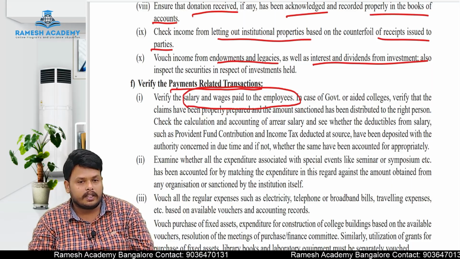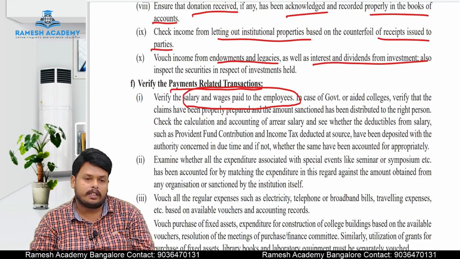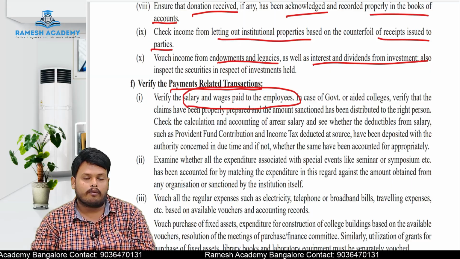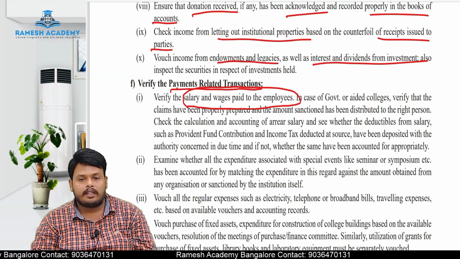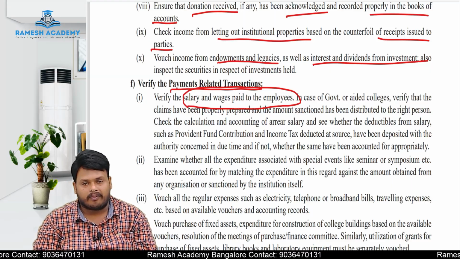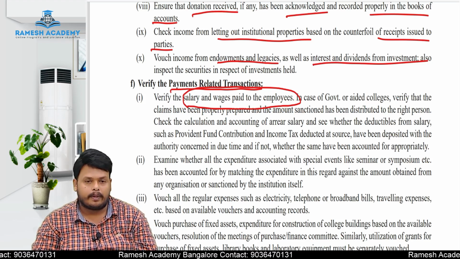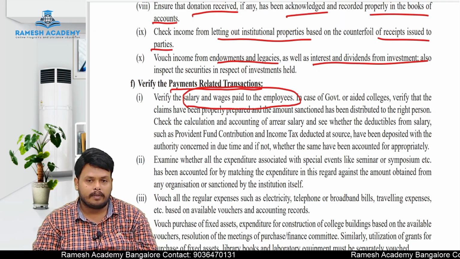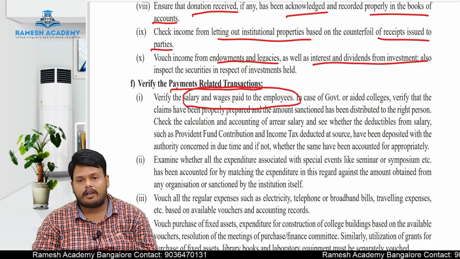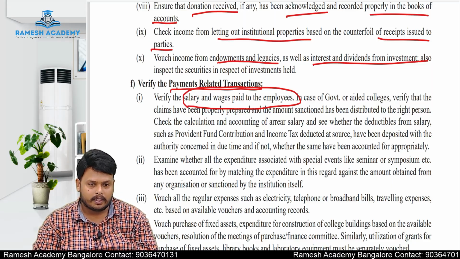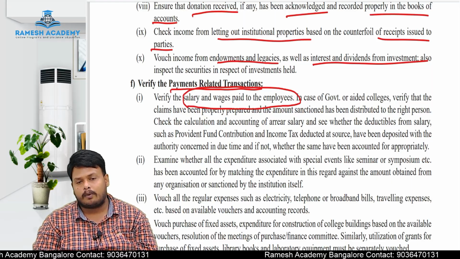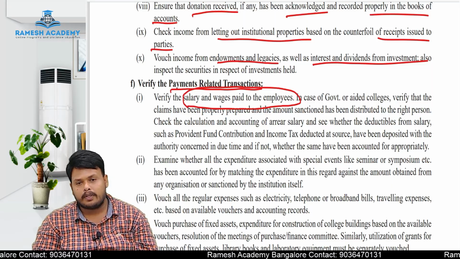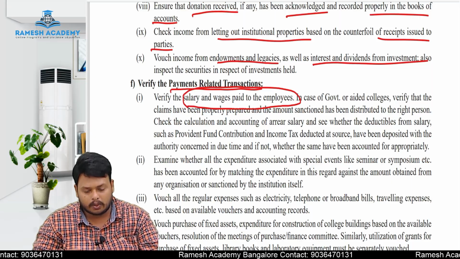In the case of an education institution, the major expense will be salaries and wages to the employees, that is, the teachers or professors who are working in the institution. After the rent for the premises, the major expense will be salaries and wages paid to the employees. In the case of government colleges, they have to see whether the sanctions have been received properly, and whether the sanctioned amounts received are utilized towards payments to the employees. That also the auditor has to check.